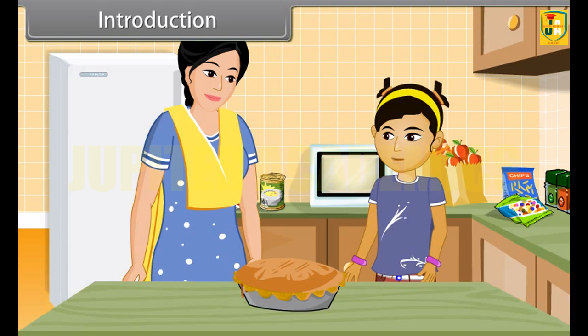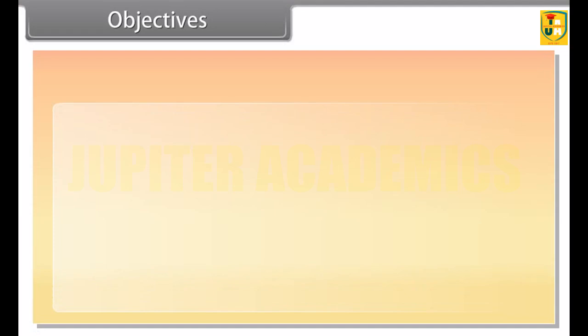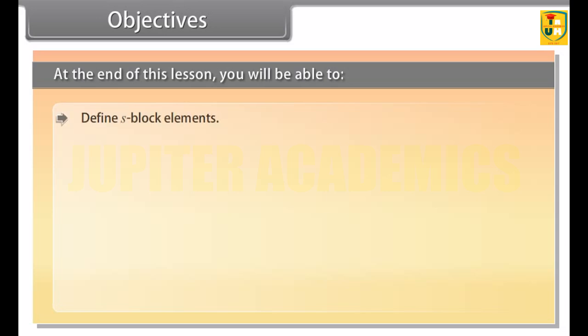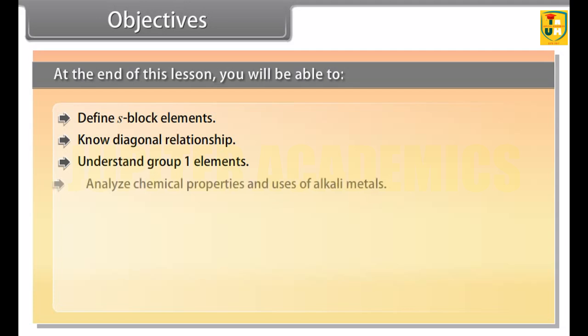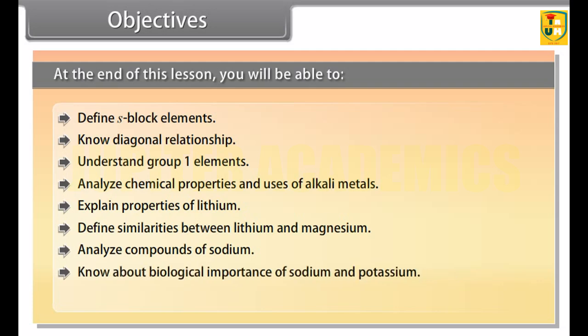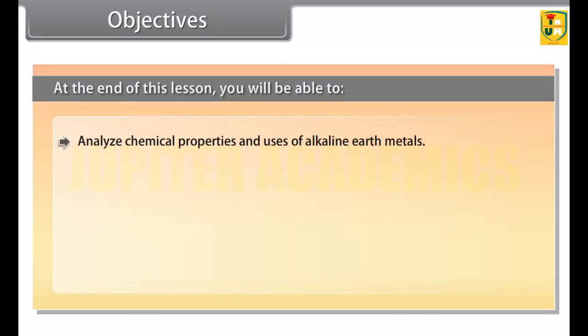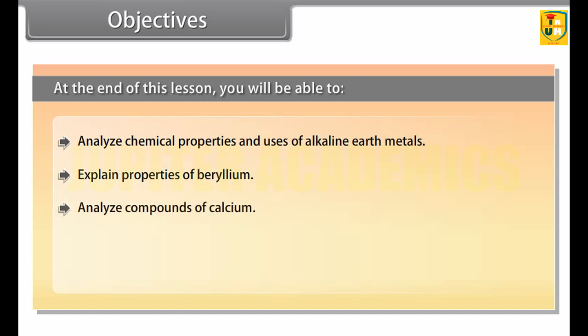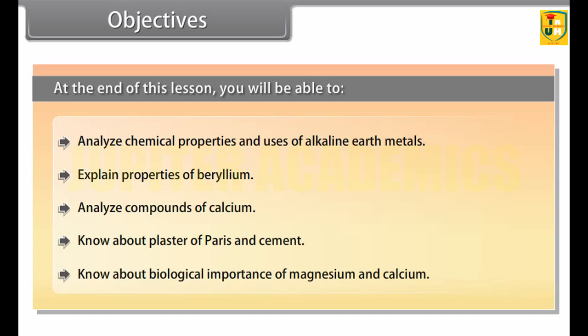Today we'll study about the S-block elements. Objectives: at the end of this lesson, you will be able to define S-block elements, know diagonal relationship, understand group 1 elements, analyze chemical properties and uses of alkali metals, explain properties of lithium, define similarities between lithium and magnesium, analyze compounds of sodium, know about biological importance of sodium and potassium, understand group 2 elements, analyze chemical properties and uses of alkaline earth metals, explain properties of beryllium, analyze compounds of calcium, know about plaster of Paris and cement, know about biological importance of magnesium and calcium.